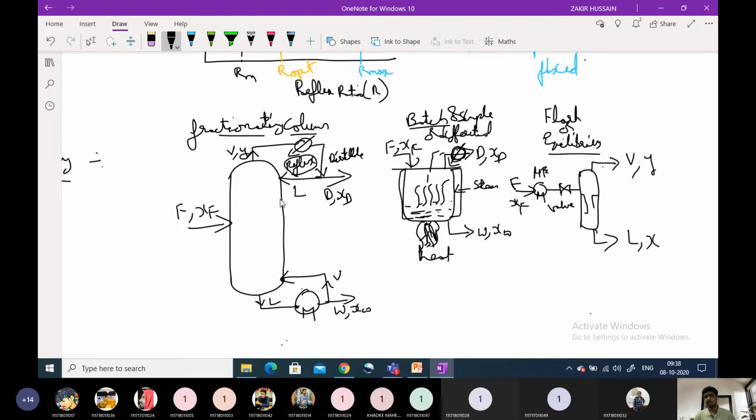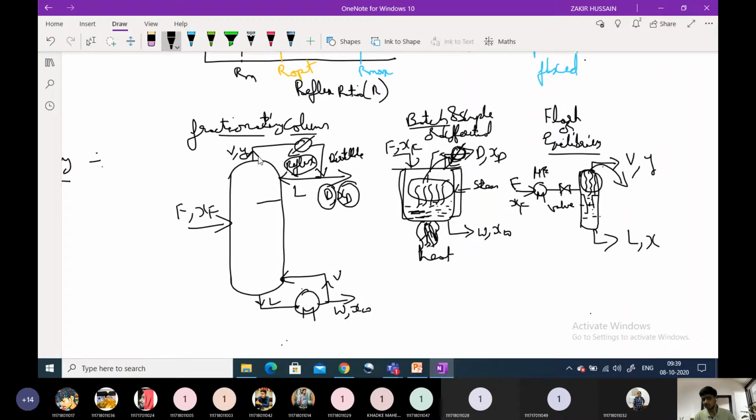So if you see here, we can control this composition xD, and we can control this D. How? Because L moles of liquid we are recycling back. So what is the operation going on here? We are supplying heat, and whatever vapors come out, we take out those vapors. We have no control over them. Here also, it is the same thing: whatever liquid goes inside, some part of it will be flashed and converted to vapor, and whatever vapors come out, we take outside.